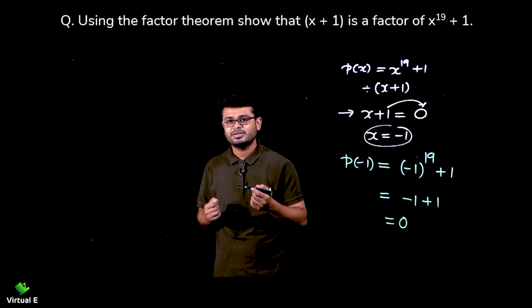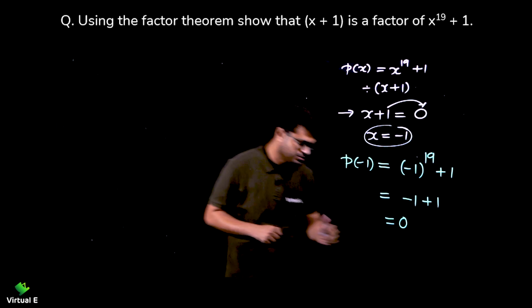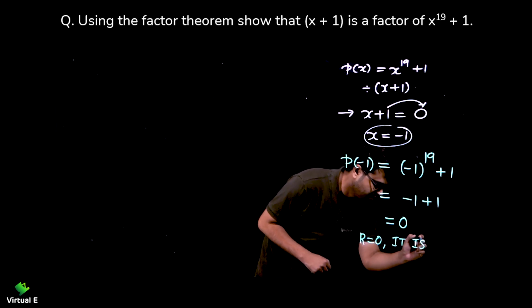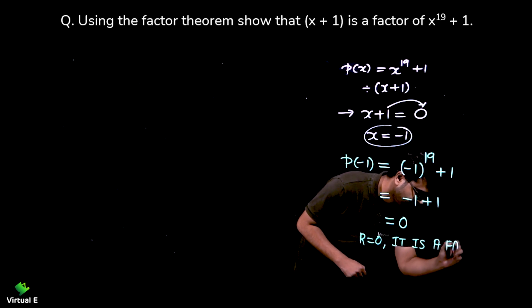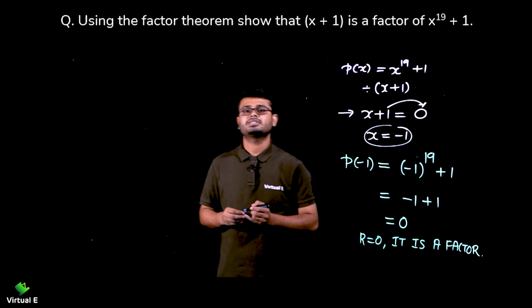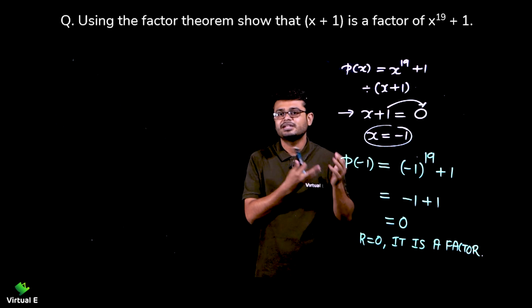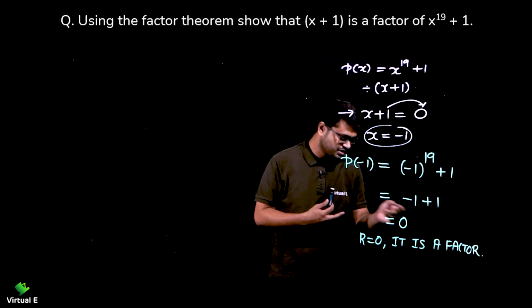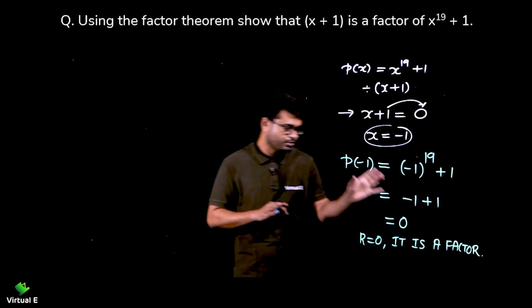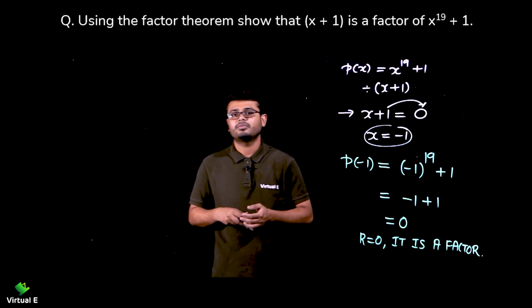So if the remainder is 0, then x plus 1 is a factor of x raised to 19 plus 1. So we can write the remainder is 0, so it is a factor. Simple. If the remainder is 0, then it is a factor. Very simple to do. This is all calculations related to the remainder theorem only, right? But the main thing we want to get here is always only 0, nothing else. We only want to get 0 always, then it is a factor. If we don't get it, then it will not be a factor.